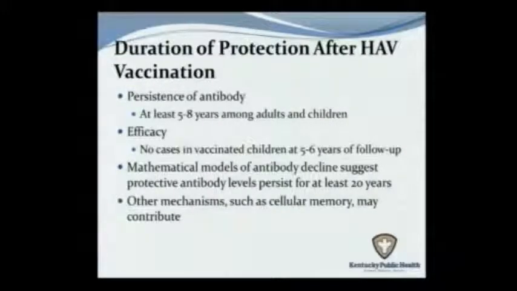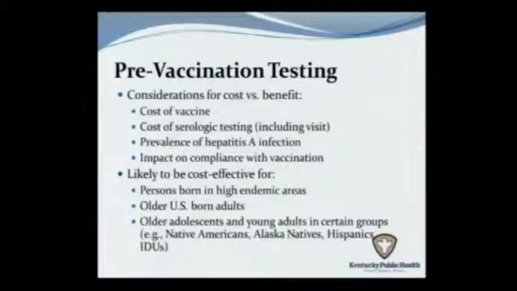And then for persistence of antibody, as I said, these vaccines have been shown to be highly effective. So far, they've been able to see persistence of antibodies for at least 5 to 8 years among adults and children. No cases of HAV have occurred in children that have been vaccinated. Mathematical models for antibody decline suggest that protective antibody levels will persist for at least 20 years. And of course, other mechanisms such as cellular memory may contribute to the efficacy of this vaccination as well.